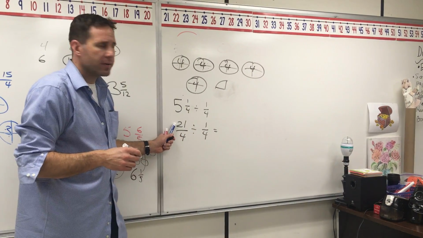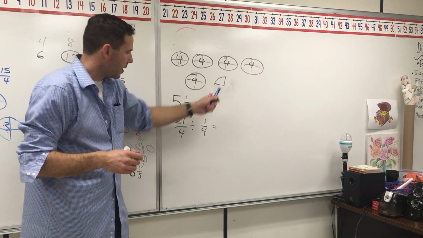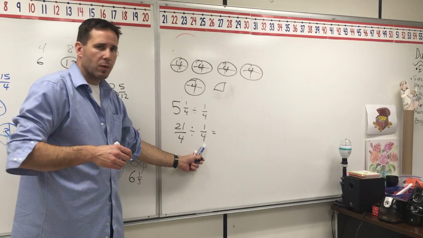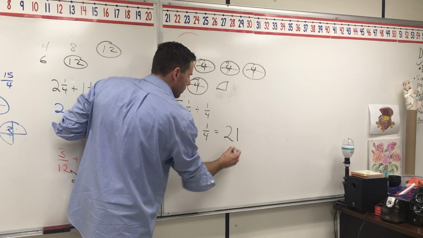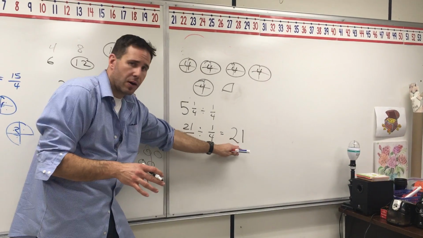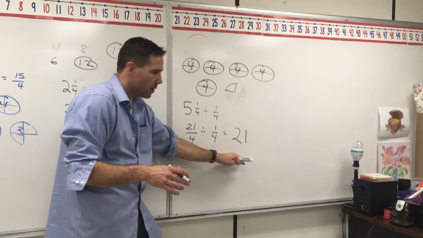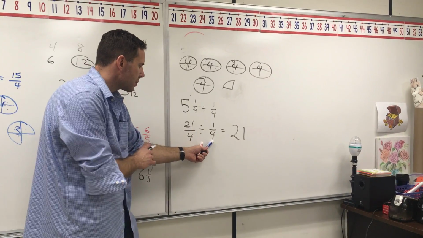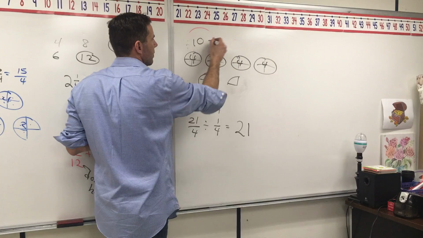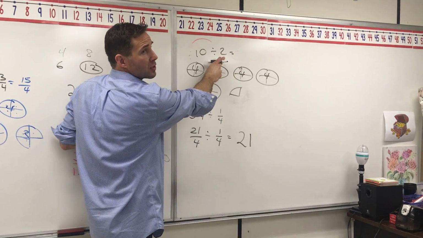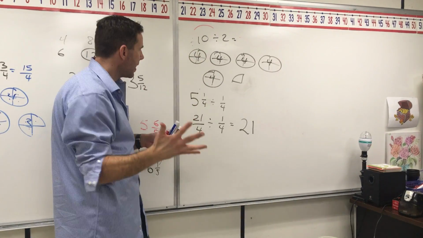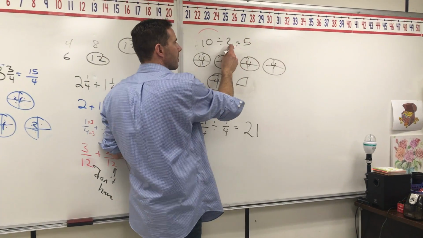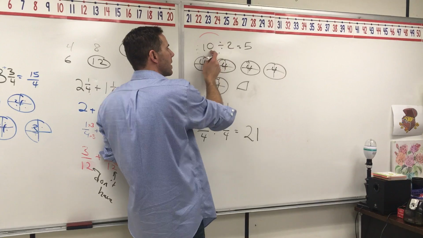If I have 21 quarters of a pizza, everybody wants a quarter of a pizza, how many people can I feed? 21. No fractions on the answer right there. That's a full answer. That makes sense. Or if I counted by quarters, just like this, 10 divided by 2. Count by 2s until you hit 10. 2, 4, 6, 8, 10. That's 5. I counted by 2 5 times to get 10.